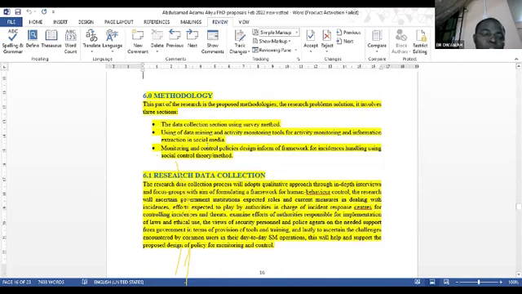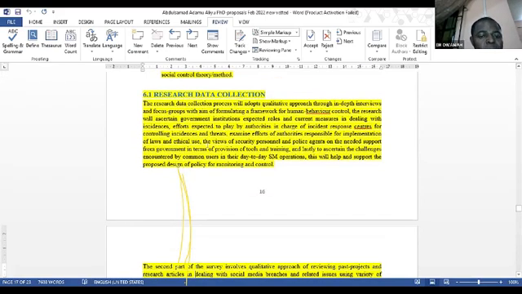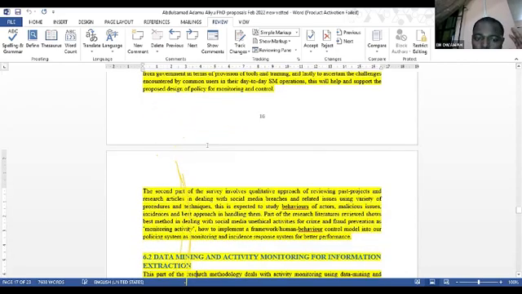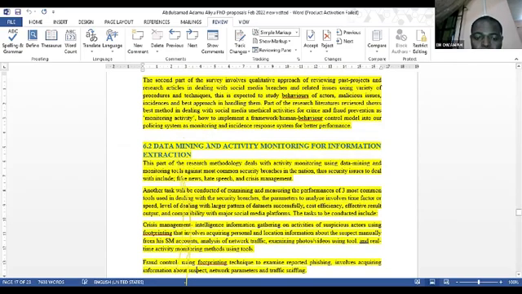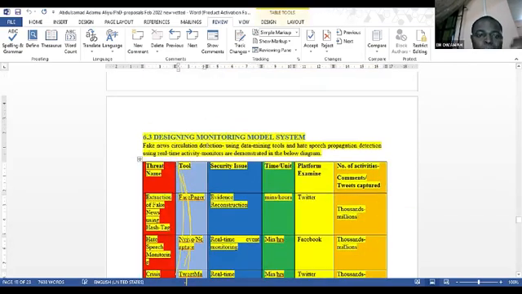Now, your methodology is quite okay, but it is not 6.0. Methodology is 3 points, not even 3.0. This your 6.0 means chapter 6, subsection 0. That is the worst thing anybody should write in a manuscript or in a proposal. So it is 3 points. And then your structure is quite okay. Just the only thing is that you did not label it well. Research data collection, your content is okay. This one should be 3.2, not 6.2. Data mining and activity monitoring for information extraction, quite okay also when I went through it. So all you need to do is to chapterize it well.